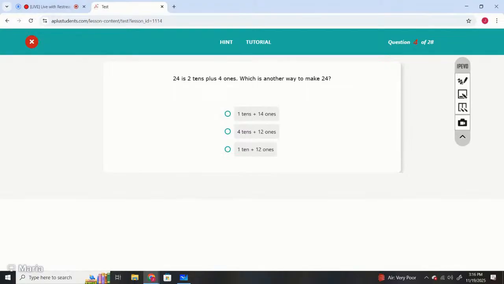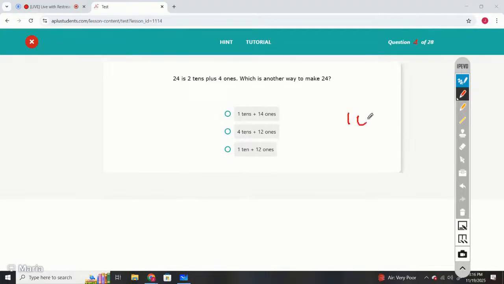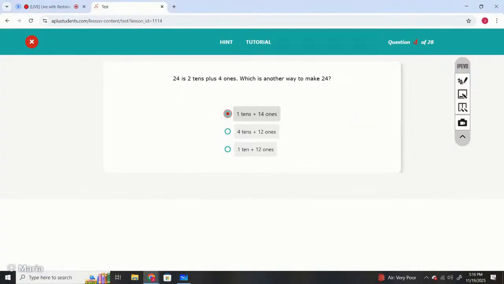24 is 2 tens plus 4 ones, right? So we have another way to make 24. Start with the first, and 14 ones means 4. So 4 plus 0 is 4 and 1 plus 1 is 2. So option number 1 is the correct option. 1 ten and 14 ones makes 24.